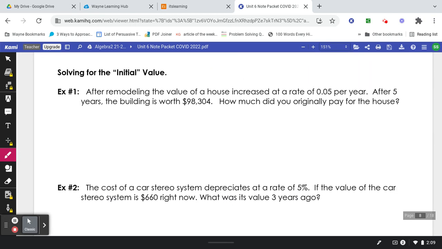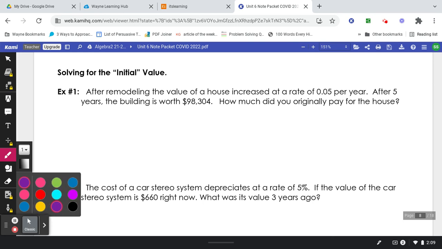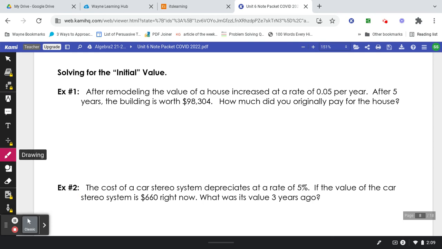All right. The last 2 problems are just a little bit different. Here we're going to be solving for the initial value or the starting amount, which is going to be, we're trying to find our A. After remodeling, the value of a house increases at a rate of 0.05 per year. Notice they gave this to us as a decimal already. We'll just go ahead and type that in. After 5 years, the building is worth $98,304. How much did you originally pay for the house?